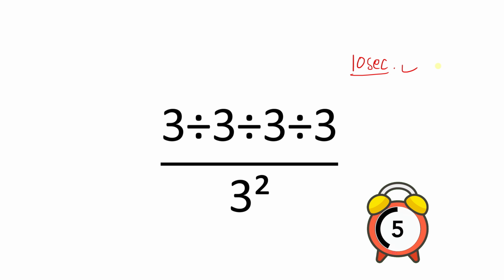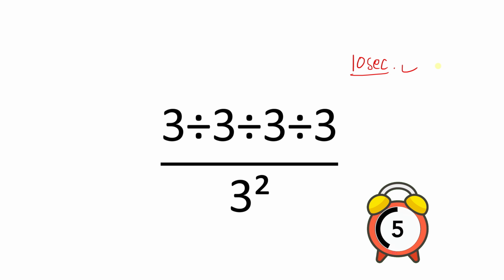The time's up. Now we have 3 divided by 3 divided by 3 divided by 3, whole divided by 3 square. And if you have already solved this, then try to solve this next question. So here there are two parts. First one is numerator and the other is denominator. So we will solve both parts separately.